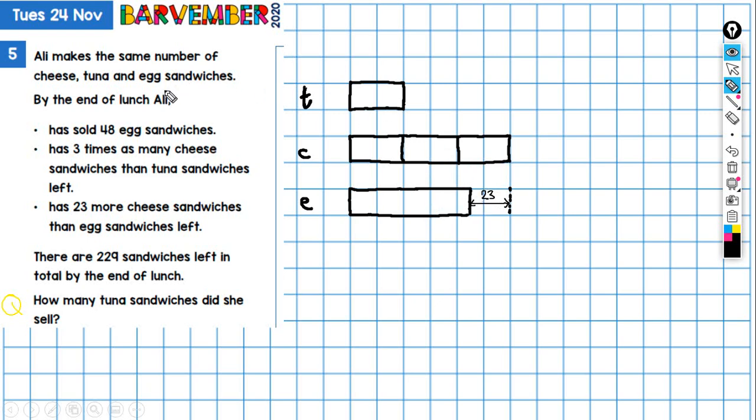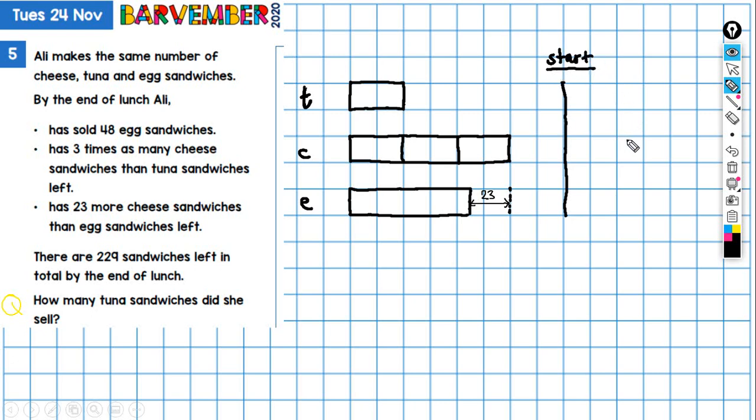What else do I know? Well, Ali makes the same number of tuna and egg sandwiches at the beginning. So I'd like to draw in a line for that. And again, this is a completely arbitrary place that I'm going to draw it. I'm going to imagine that that is the number of sandwiches that were made in the first place at the beginning. So this is the start.